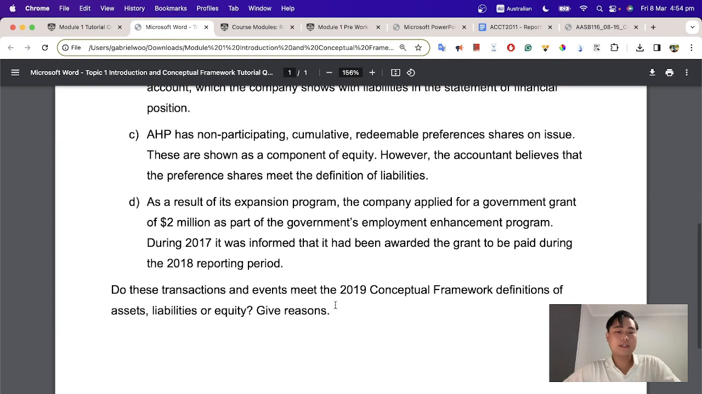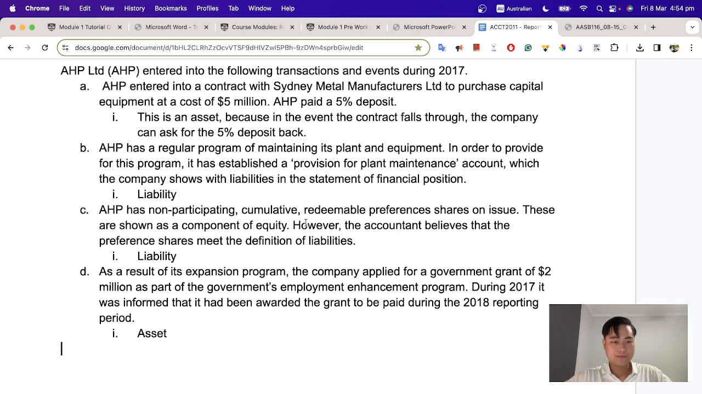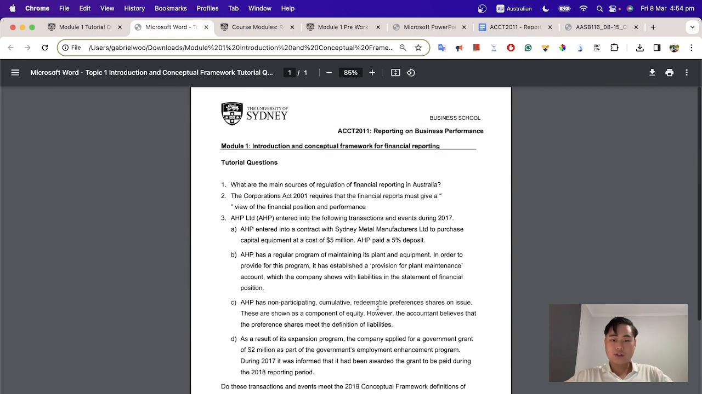Question D, as a result of an expansion program, the company applied for a government grant of $2 million as part of a government employment enhancement program during 2017. It was informed that it has been awarded the grant to be paid during the 2018 reporting period. What is that? That is an asset. Okay, all right, so those are the tutorial discussion questions.